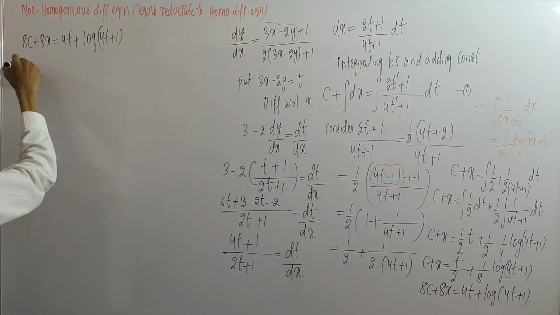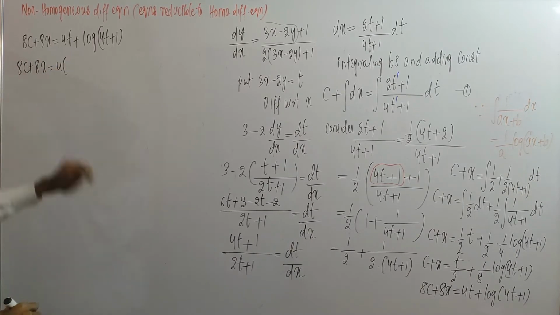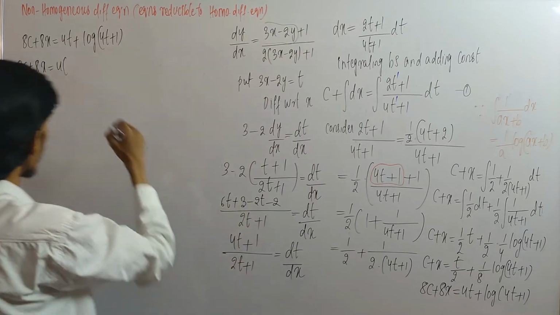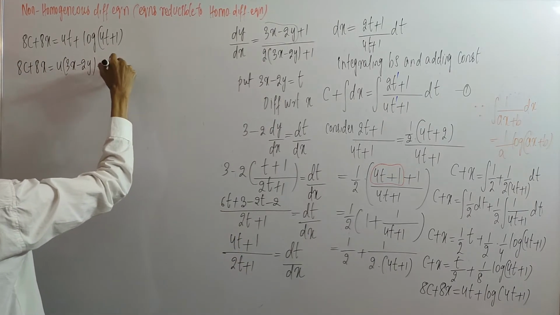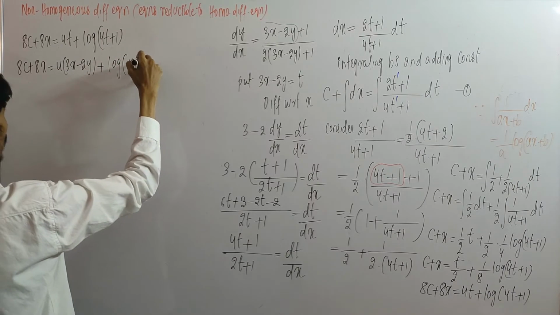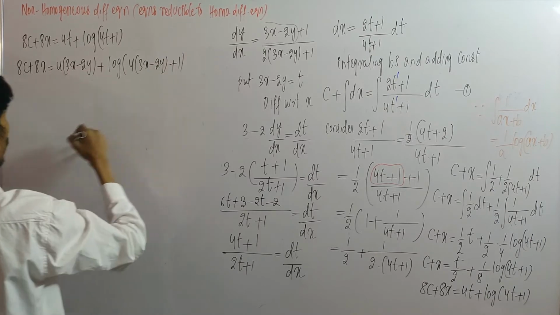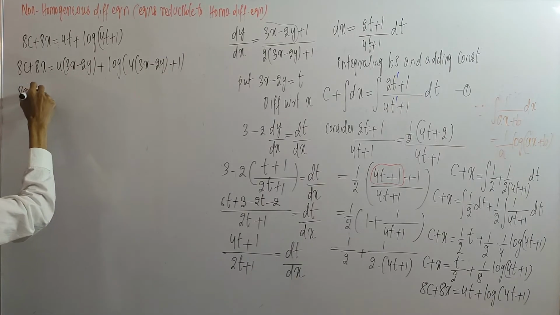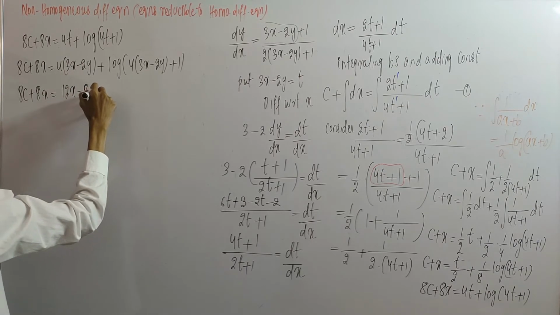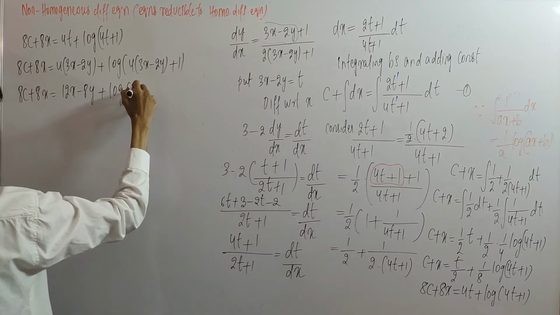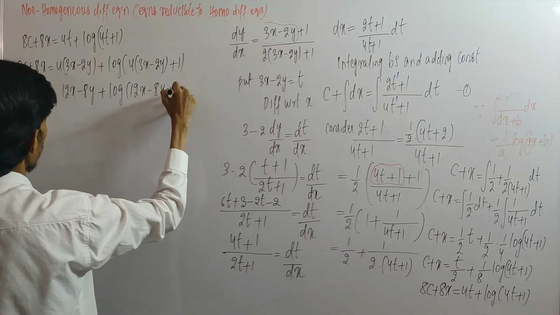Now substitute the value of t. 8c plus 8x is equal to 4 into the t value. The t value is 3x minus 2y, plus log 4 into the t value, the t value is 3x minus 2y, plus 1. So here I have 4 into 3 is 12x, minus 8y, plus log 12x minus 8y plus 1.